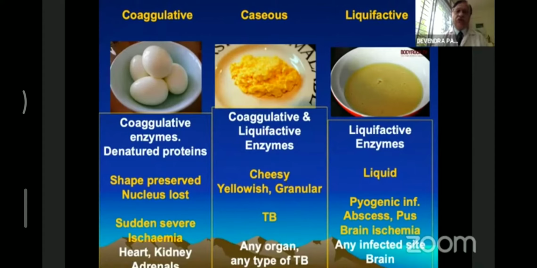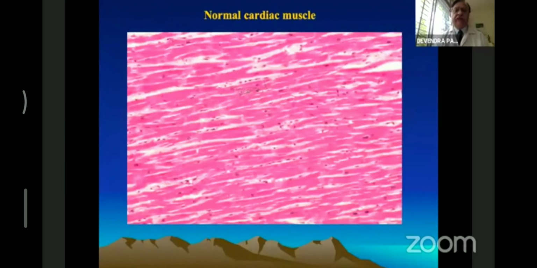How does cheese look under the microscope? Have you seen it? At least I have not seen it. So cheesy appearance of the caseous necrosis is on gross examination. Yellowish granular appearance. Any organ can be affected by the TB. And any type of TB, primary TB, secondary TB, miliary TB, everywhere the necrosis will be the caseous necrosis.